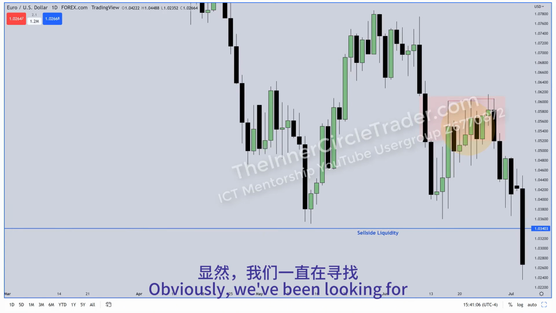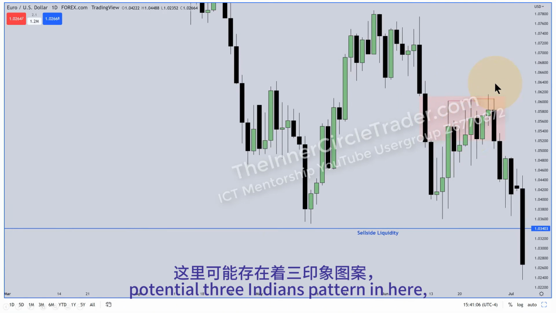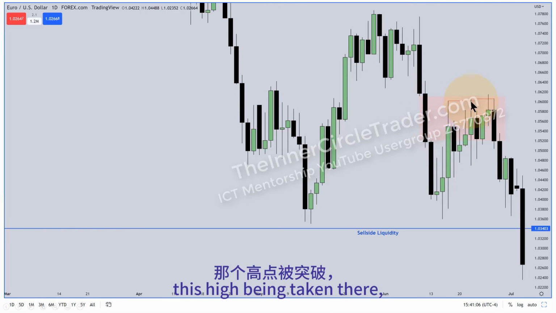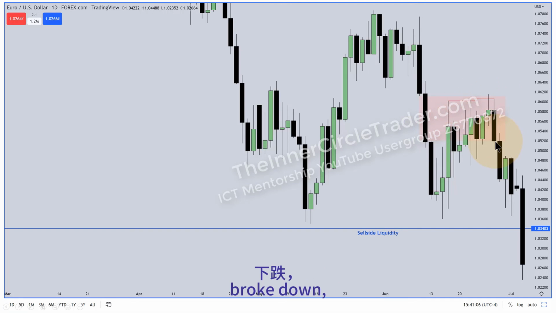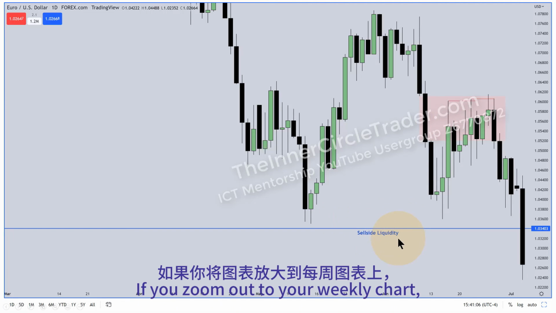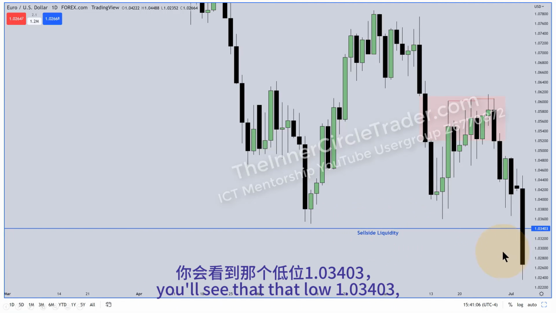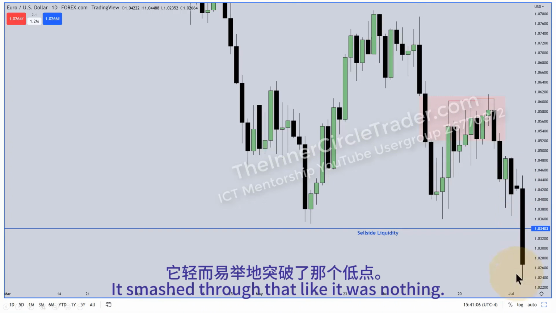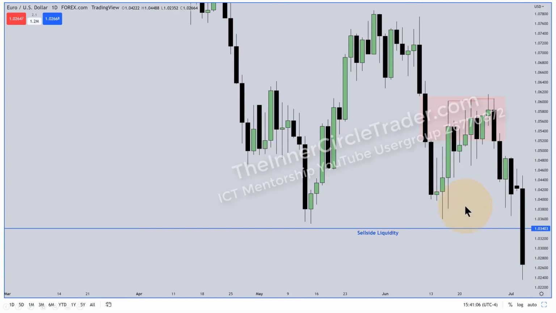Obviously, we've been looking for a potential 3 Indians pattern in here inside of the CIVI. So we had that, this high being taken here, this high being taken there, broke down, sell side, and sell side with the old weekly lows. If you zoom out to your weekly chart, you'll see that that low, 1.03403, that's the old weekly low. It smashed through that like it was nothing.